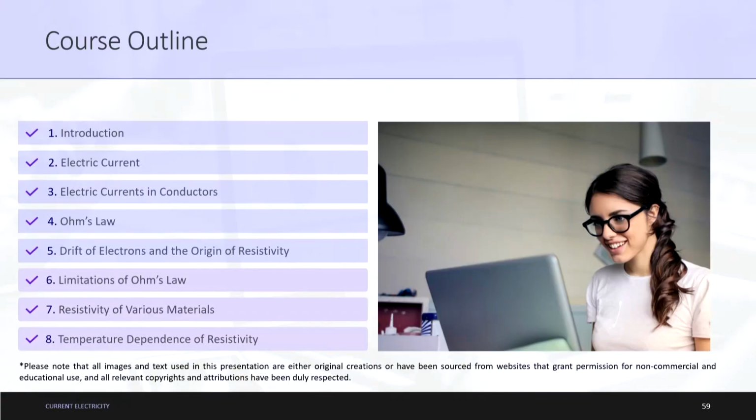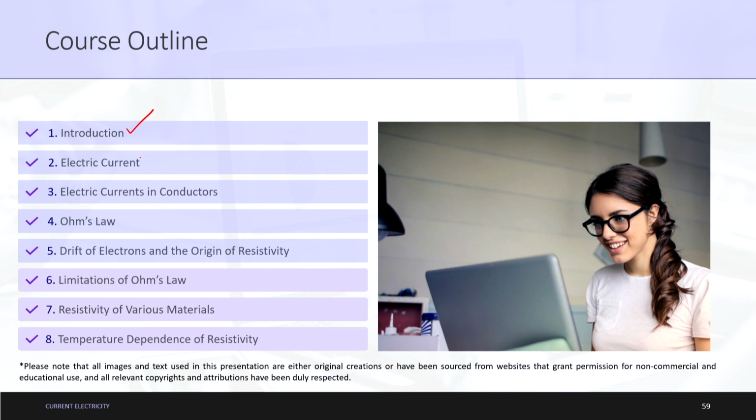Okay, so just a bit of course outline for you before starting the complete discussion. First of all, we started with the introduction chapter, in which we understood the difference between charges being put at rest and charges being put in motion. So we finally understood that if the charges are put in motion, then that constitutes an electric current.